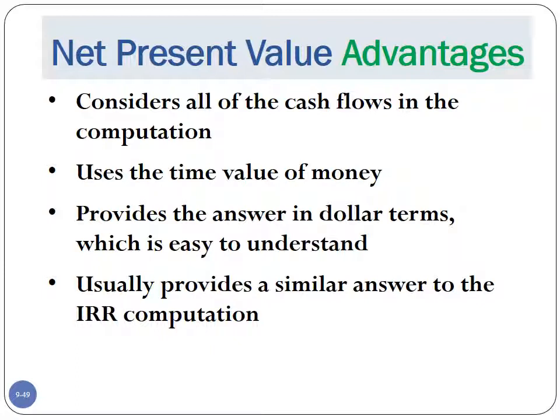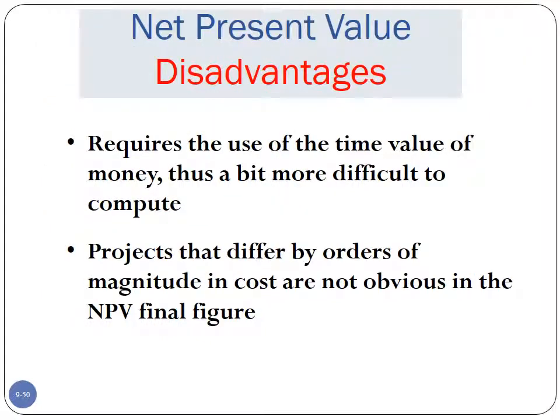It considers all the cash flows in the computation, even though in this particular case we only went out 3 years. It uses the time value of money and provides an answer in dollar terms, which is easy to understand. It usually provides a similar answer to the internal rate of return computation unless there's significant difference in market conditions and the conditions inside the firm.